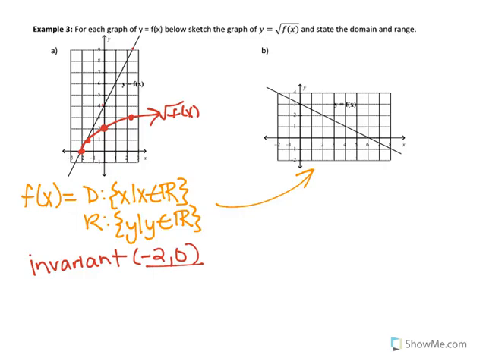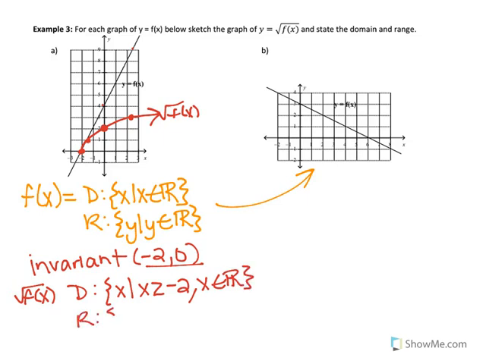So let's do our domain. We know that it has to be bigger than or equal to -2. That's where that intercept becomes important. And the range is bigger than or equal to 0, because that is all we can graph.